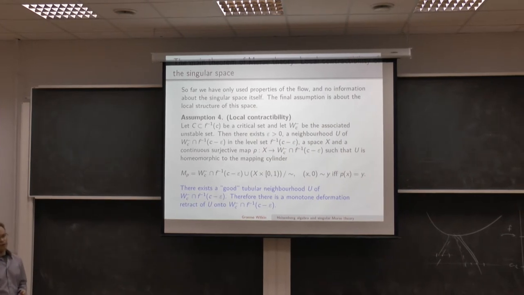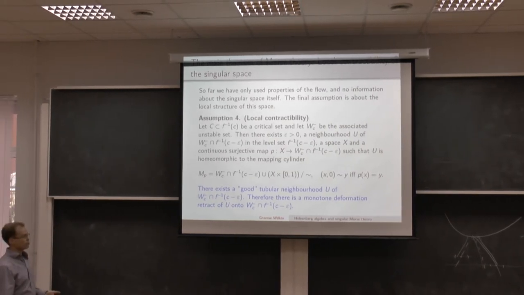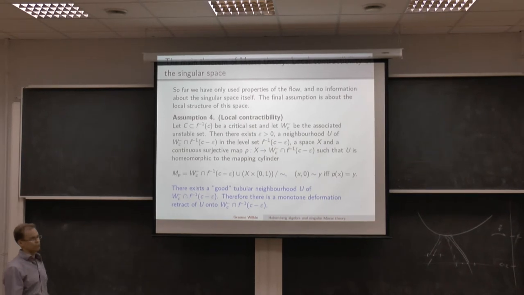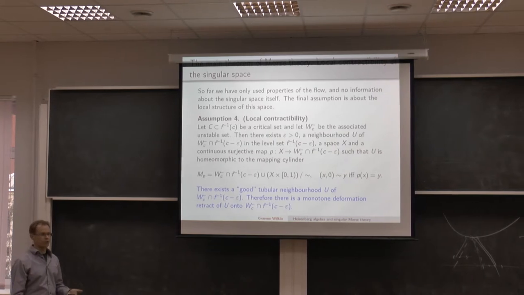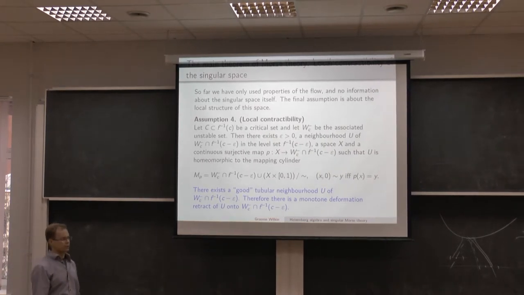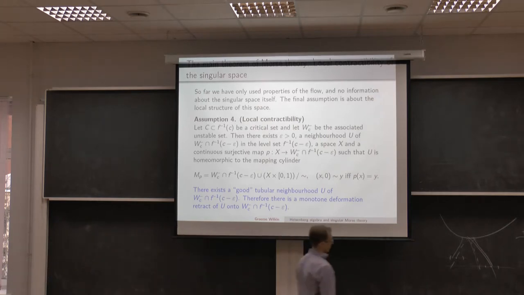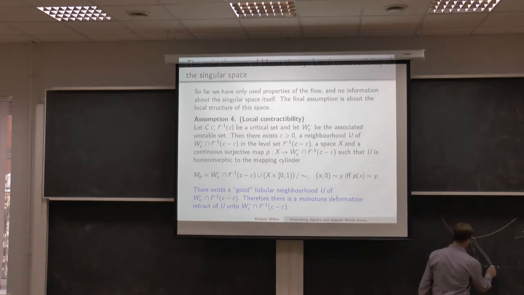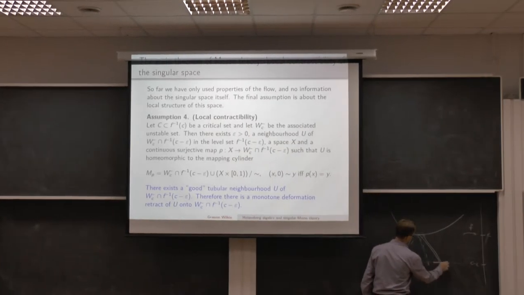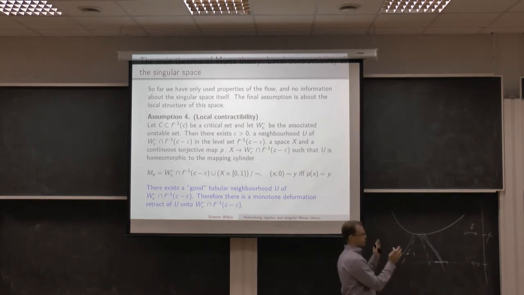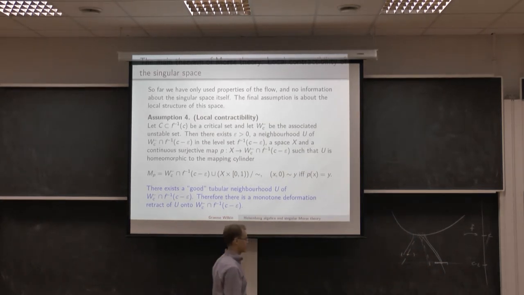Okay, so this is all about the flow so far. One more condition you need is some condition on the singular space. For example, if you try Morse theory on, say, a Hawaiian earring or something crazy like that, then it's not going to work, so you need to exclude anything like that. So this last assumption is this local contractibility condition, which just says that there's some neighborhood of this intersection here, a nice singular neighborhood like that, such that you can retract it monotonically onto that set.